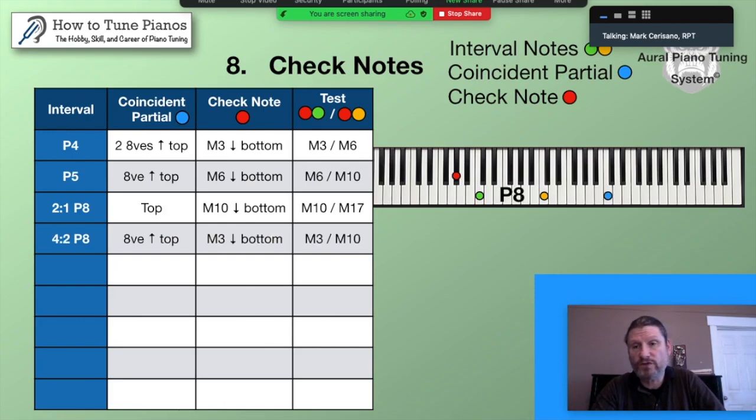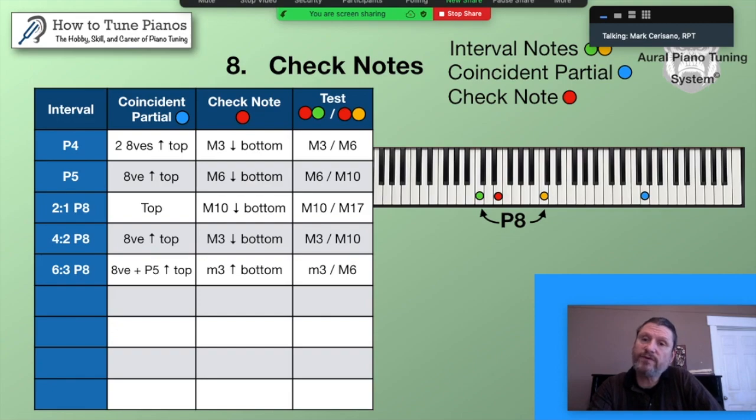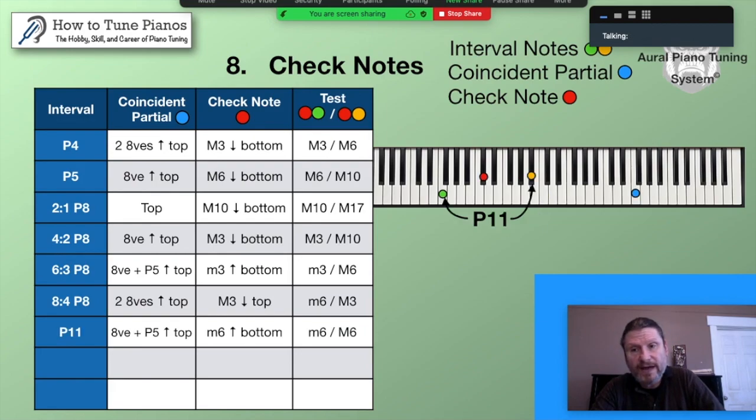Then you have your 4-2 coincident partial. You go down a major third from the bottom note. The 6-3, you go up a minor third. And the 8-4, you go down a major third from the top. Now, these next intervals are compound intervals that we use in the system I'm going to be teaching and talking to you about this weekend.